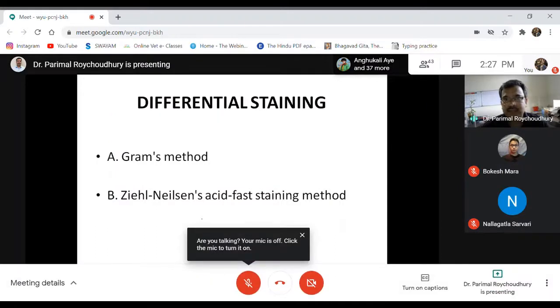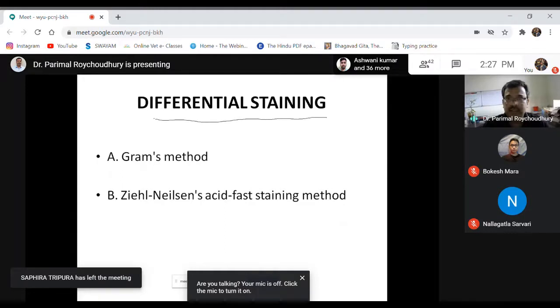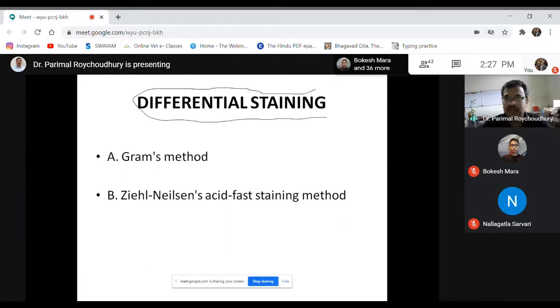Then comes the differential staining. As I said, the differential staining techniques are the most widely used staining techniques in bacteriology, because it can visualize the bacteria, understand the shape of the organism, and understand the arrangement of the organism. But at the same time, it can tell whether it is a gram-positive or a gram-negative bacteria. As you know, this is the first stage in bacterial disease diagnosis. We try to explore whether the organism is gram-positive or gram-negative, and then accordingly we can proceed for further confirmation of the organism.